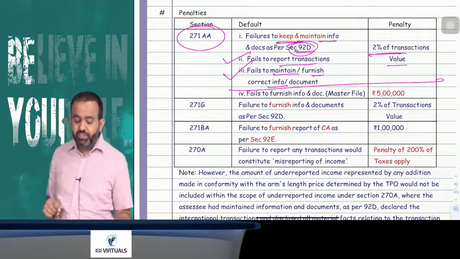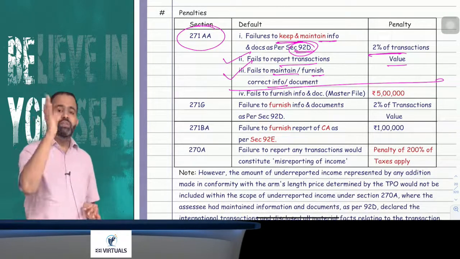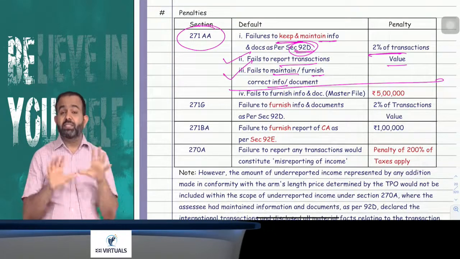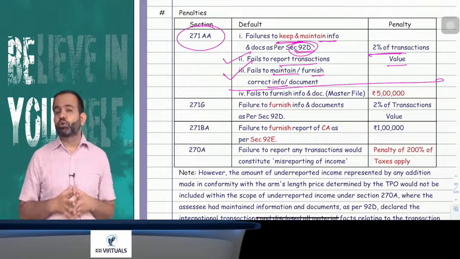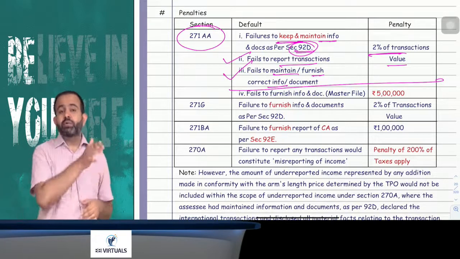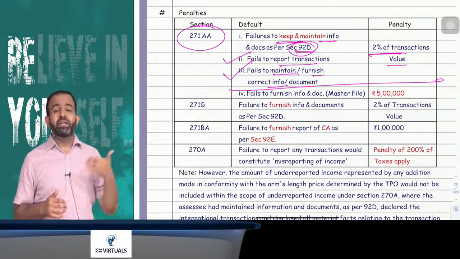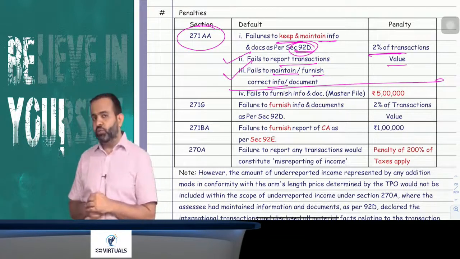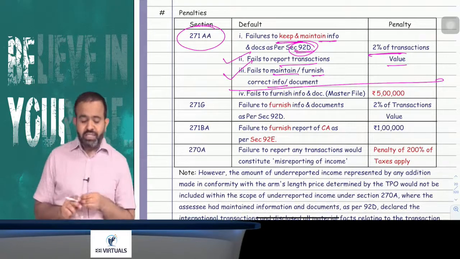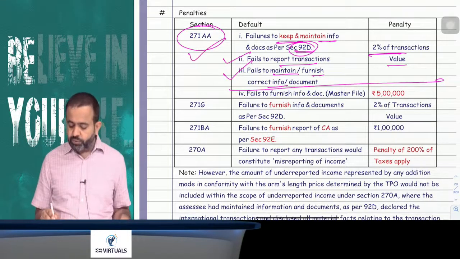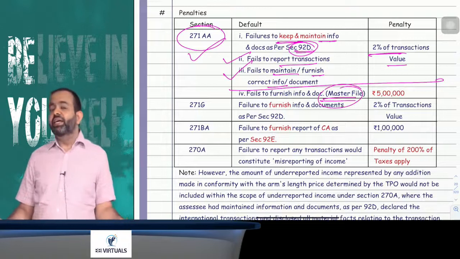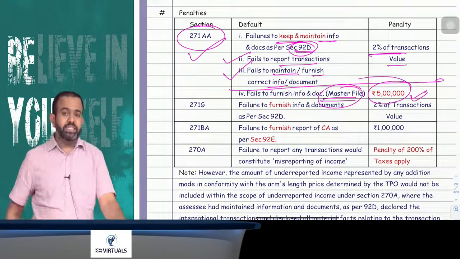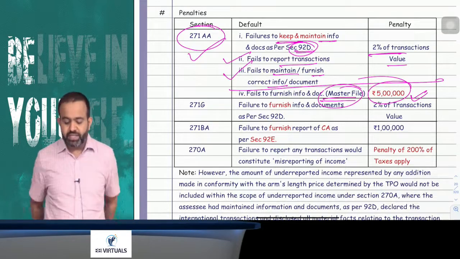So all people just pay attention. Section 271AA says that in 3 cases your penalty amount will be 2% of transaction value. First, the assessee fails to maintain documents. Second, he has not reported some transaction, and third, he has not maintained or submitted correct information and documents. In that case, 2% of transaction value will be the penalty. One more point, section 271AA also says that if the assessee does not maintain the master file, in that case your penalty amount will be 5 lakh rupees. 5 lakh rupees is the amount of penalty in case of the master file. The assessee fails to maintain the master file.